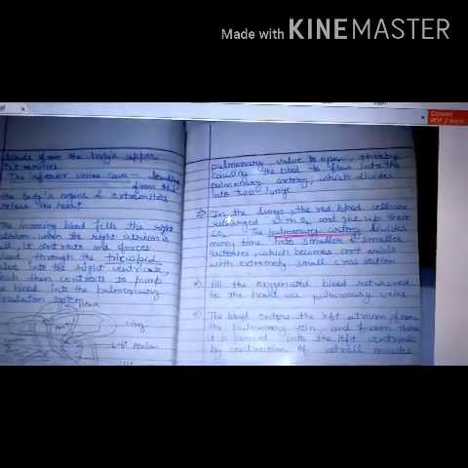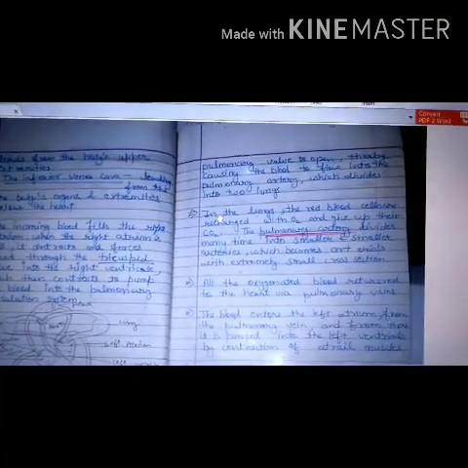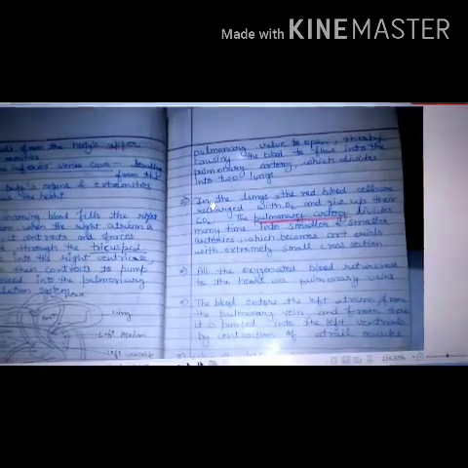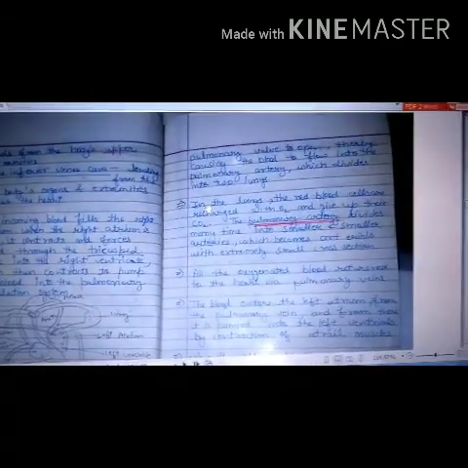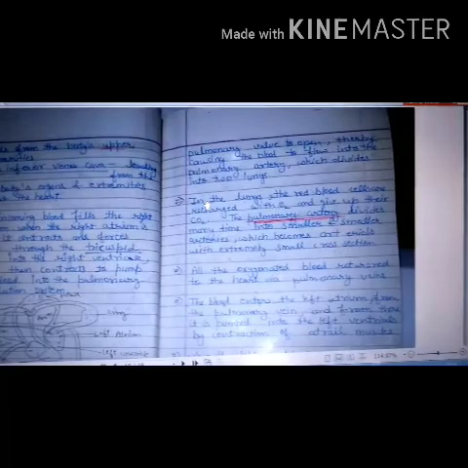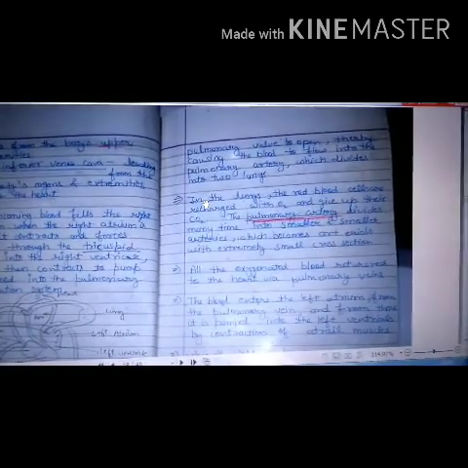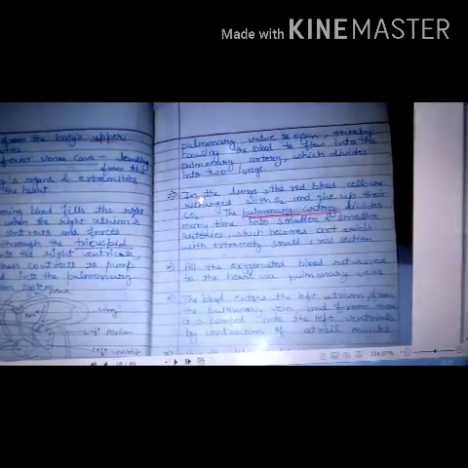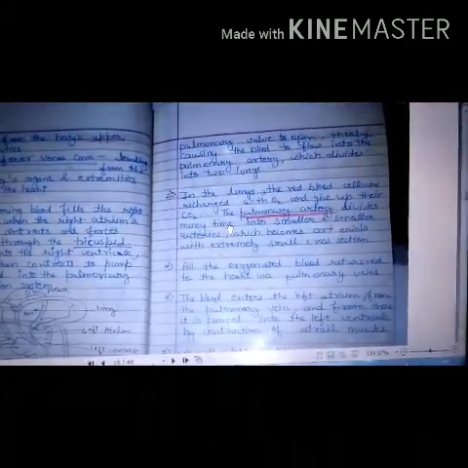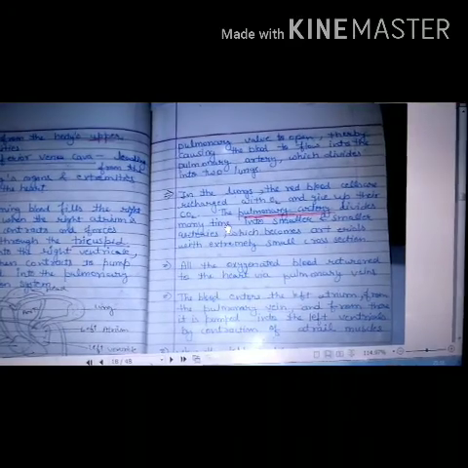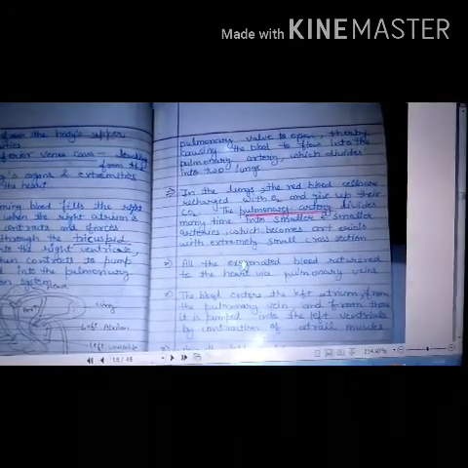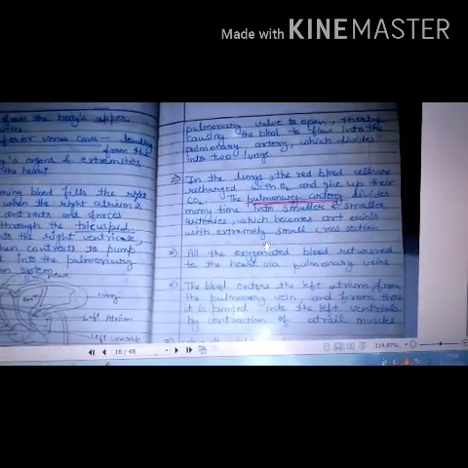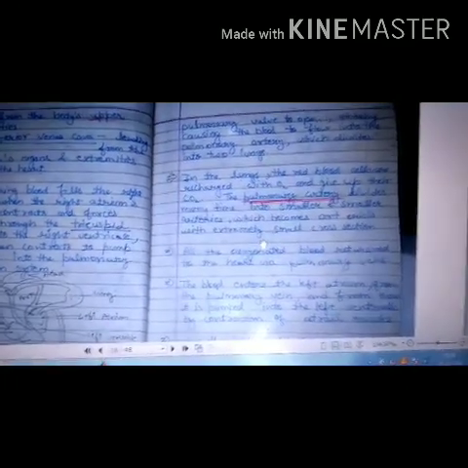However, carbon monoxide has more affinity for hemoglobin than oxygen. So in this case we would not be able to oxygenate our blood, and that's why people die due to CO poisoning. Now, once the blood is oxygenated, all the oxygenated blood returns to the heart via the pulmonary veins. Okay, so from the pulmonary veins all the blood comes back to the heart.